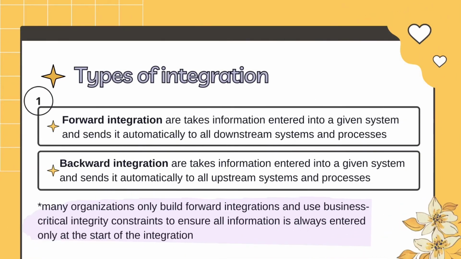There are two types of integration: forward integration and backward integration. Forward integration takes information entered into a given system and sends it automatically to all downstream systems and processes. And backward integration takes information entered into a given system and sends it automatically to all upstream systems and processes. Many organizations only build forward integration and use business critical integrity constraints to ensure all information is always entered only at the start of the integration.